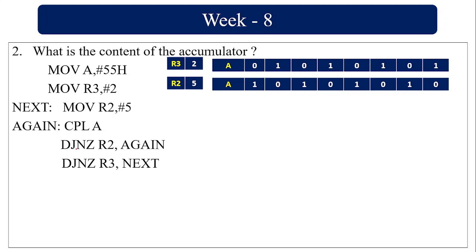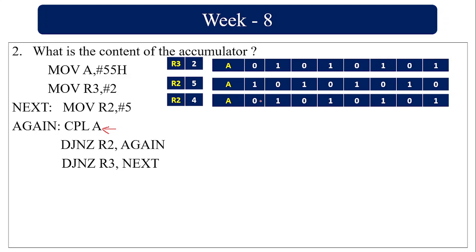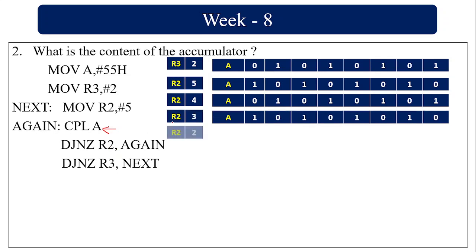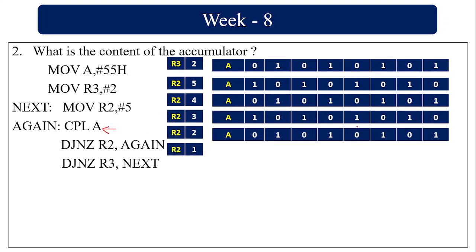Then DJNZ. So decrement your R2 value. R2 value will be decremented by 1, so it becomes 4, and you have to check whether it is non-zero. If it is not equal to 0, then you have to go to the loop, to the place where the complement A is. Since it is not equal to 0, I am just complementing it again. So 1 becomes 0, 0 becomes 1. Again the same happens, till R2 is decremented to 0, the value is going to be complemented.